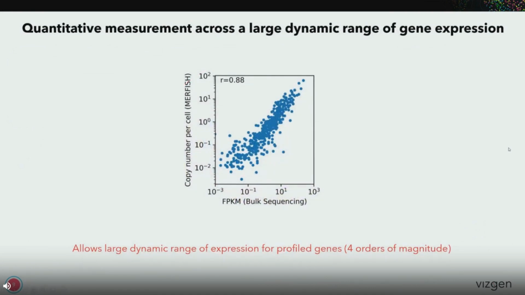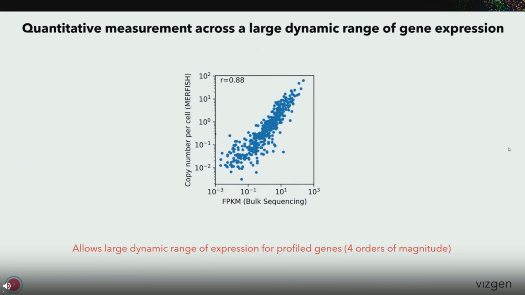There are a couple of key advantages of the MERSCOPE platform, and I'm going to walk you through them one by one. The first one is that it is a truly quantitative measurement across a very large dynamic range of gene expression profile. On this slide, what you are seeing is a comparison of MERFISH data acquired in mouse brain tissue with bulk RNA sequencing. And each dot represents a gene.